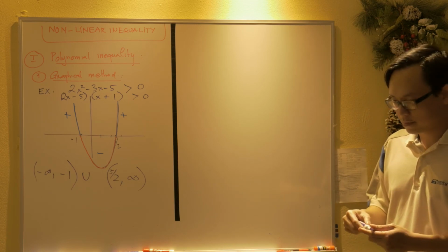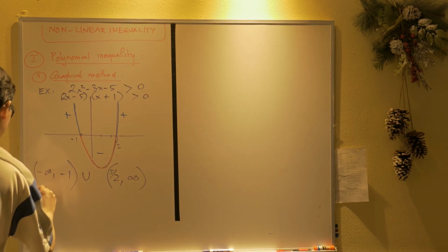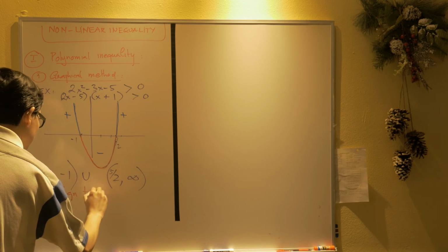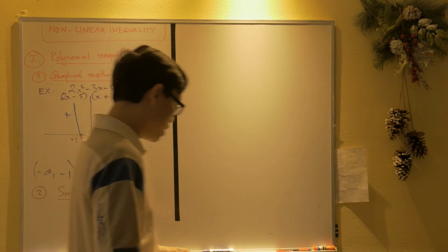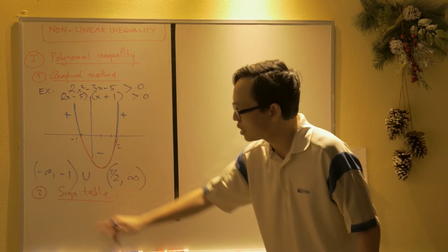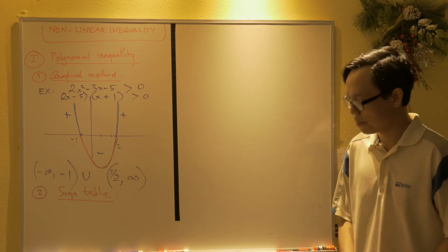The second method to solve inequality is to use the side table. What is the side table? And how am I going to set up the side table?